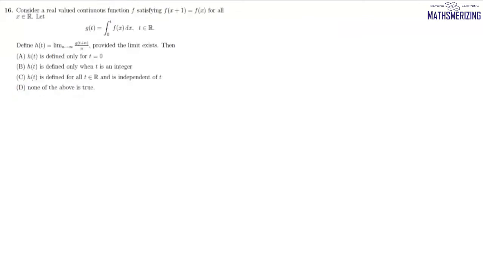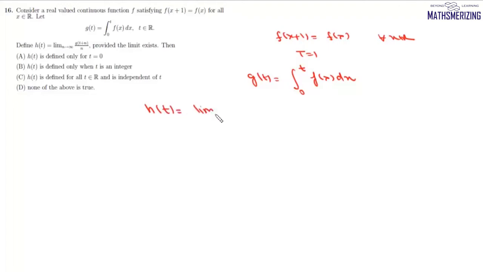Now question number 16 is, consider a real valued function f satisfying f(x plus 1) equals f(x) for all x belongs to R. That means this function is periodic with period 1. We're given that g(t) is this integral from 0 to t of f(x) dx, and we have defined this function h(t) as this limit n tends to infinity of g(t plus n) upon n.